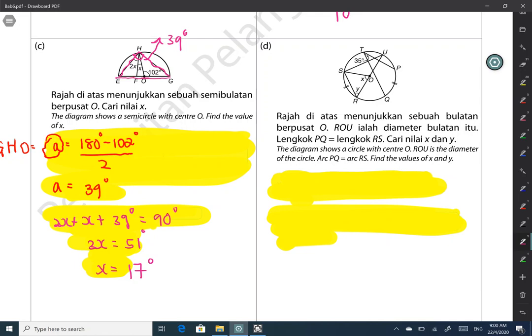Question D. The diagram shows a circle with center O, ROU is a diameter, RPQ. See, this is the key. Find the value of x and y. X is at the center from this arc. Same length with this arc. This one is the angle at the circumference. Center is 2 times.